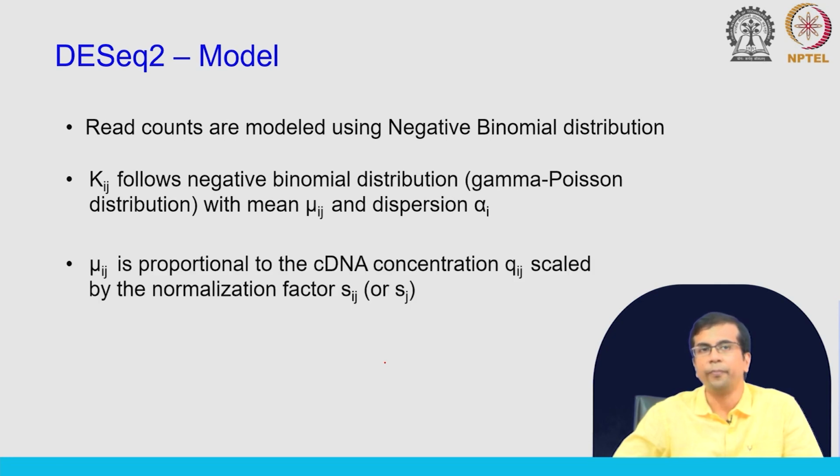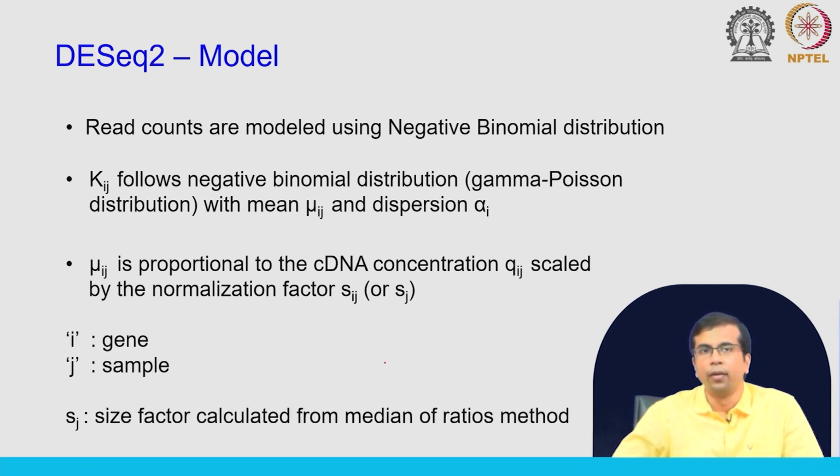Two parameters are there, and then this mu ij is proportional to the cDNA concentration in the library, which is denoted by qij, and this is scaled by the normalization factor sij or sj. We have talked about this normalization factor or scaling factor. When we talked about the median of ratios method, we get a normalization factor for each sample. So, here we can use that factor, for example sj, but sometimes if we want to calculate this normalization factor for each gene separately, in that case this will be sij. This normalization factor is unique for each gene, and then we can supply that as well. Just to remind you, i is for gene and j is for sample.